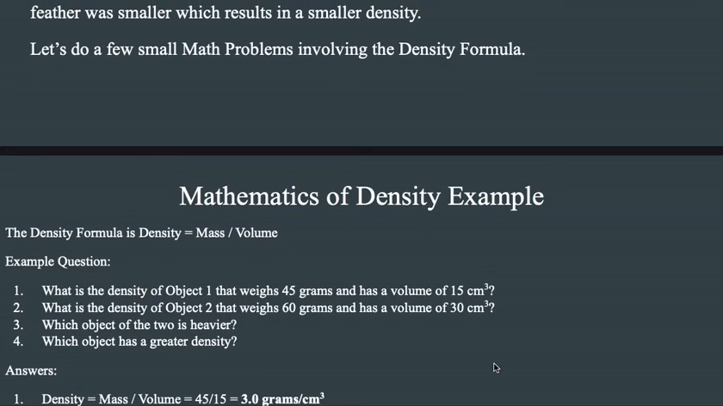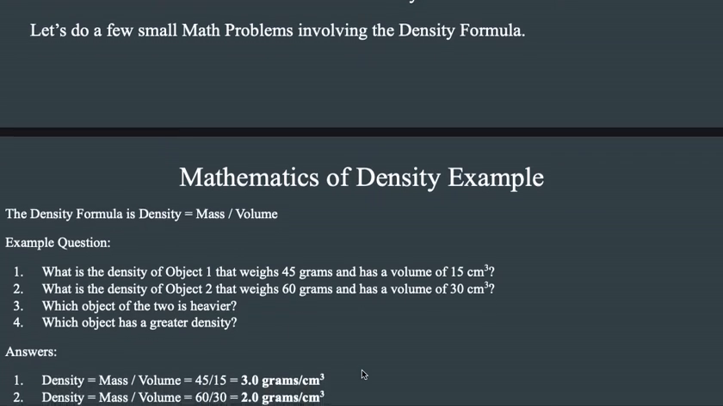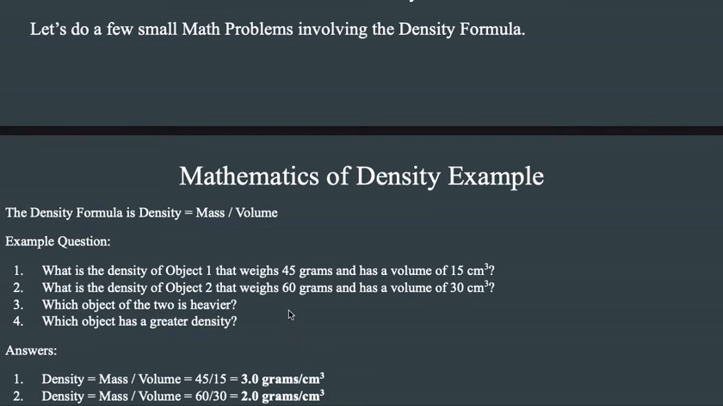So for question number 1, the answer was 3.0 for the density. All you had to do was plug in the numbers in the density equals mass divided by volume equation, and that is 45 grams divided by 15 equals 3.0. The second one, again, was very similar. All you had to do was 60 grams divided by 30, and you got 2.0 grams per cm^3.